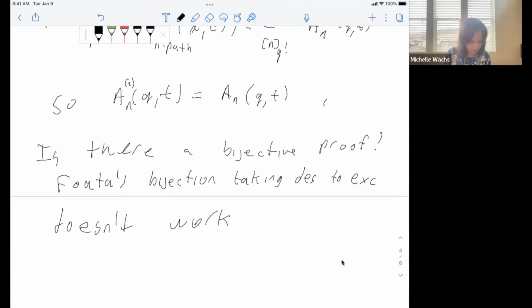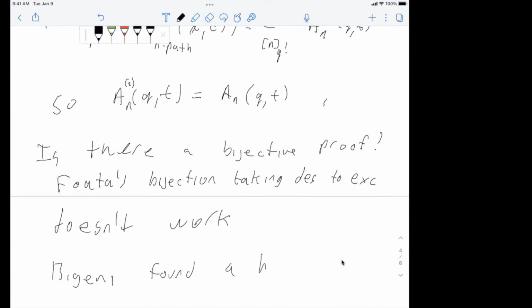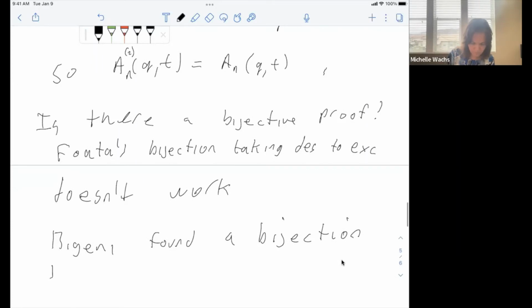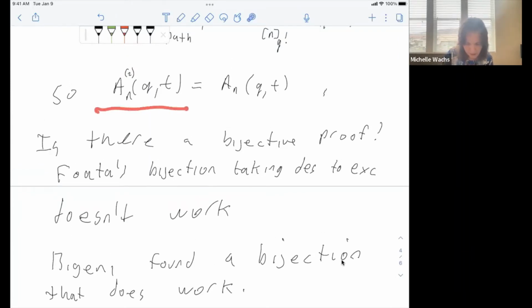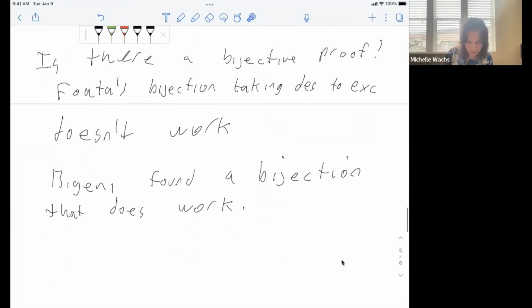But fairly recently, Bajeni found a bijection that does work. So that was nice. Okay. Now, because of this result, when we have an R here, we're going to refer to that as a generalized Q-Eulerian polynomial.